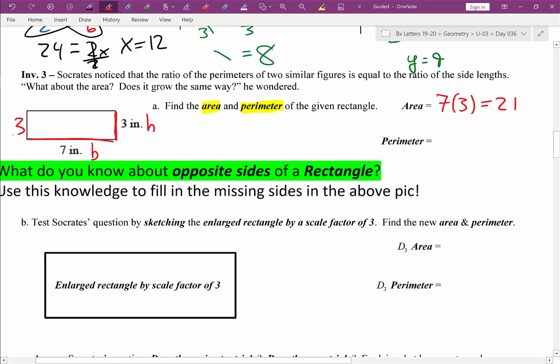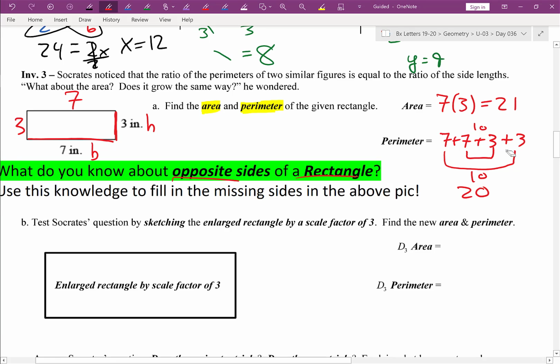Now, perimeter, right? Opposite side's 3, opposite side's 7. That's what I'm fishing for here. Perimeter is going to be 7 plus 7 plus 3 plus 3. Well, that's 10. And this is 10. So perimeter is 20. Okay?